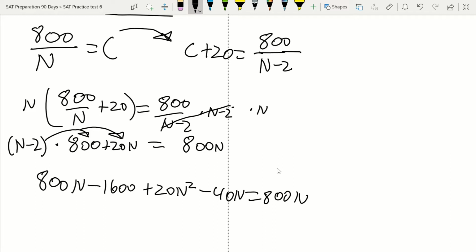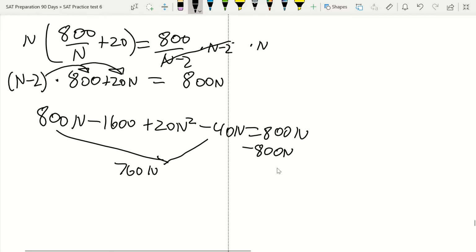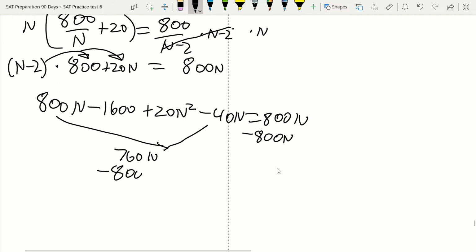So to do that, we're going to get all of our N's on one side and then set it equal to 0 and then factor it. So we're going to go ahead and subtract 800N from over here. We know 800N over here combined with this negative 40N, that's going to give us 760N. Now we're subtracting 800N from that. That's going to give us negative 40N.